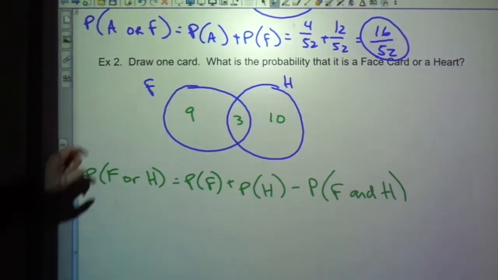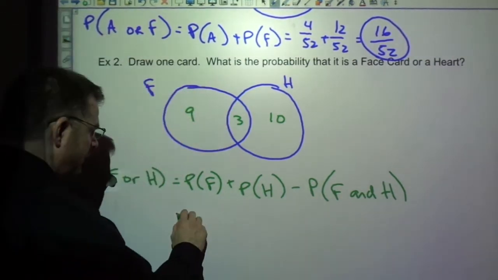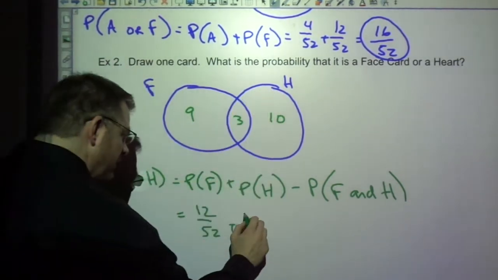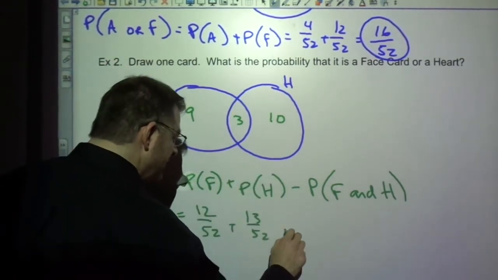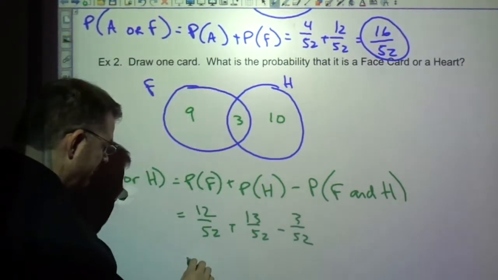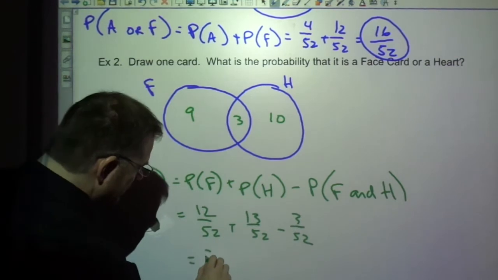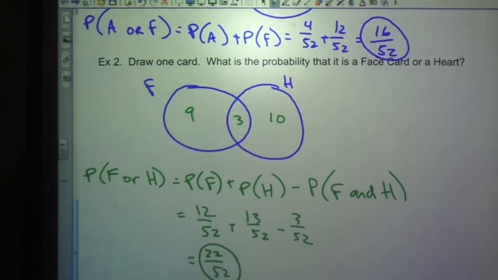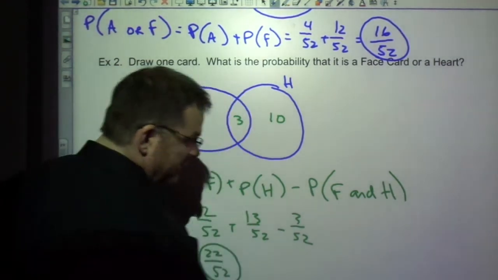So the probability of getting a face card altogether, there were 12 out of 52. The hearts, there are 13 out of 52, and there are 3 in the overlap. So that is 25 minus 3 is 22. And we won't worry about reducing right now, but 22, or I guess 11/26 would be the best answer.